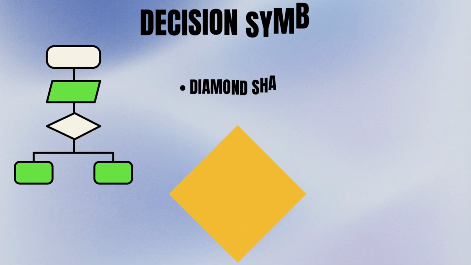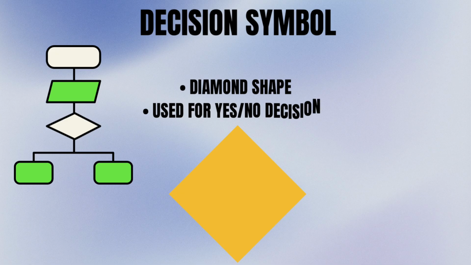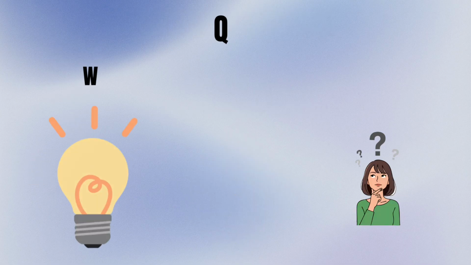The fourth symbol is the decision symbol, which is a diamond shape. It is used to make decisions such as yes or no. Flowcharts are very useful because they help us, first, understand logic easily, second, find errors, third, plan programs before coding.